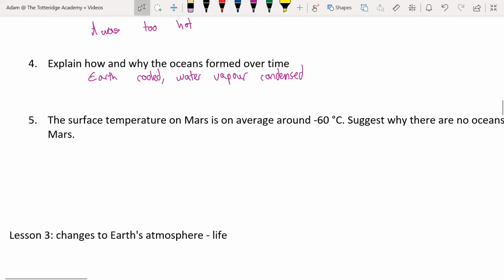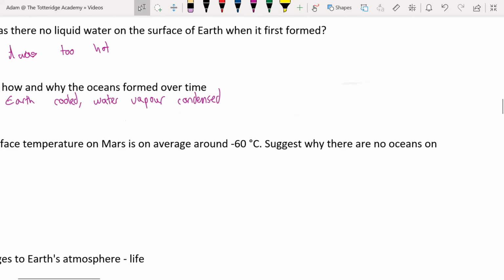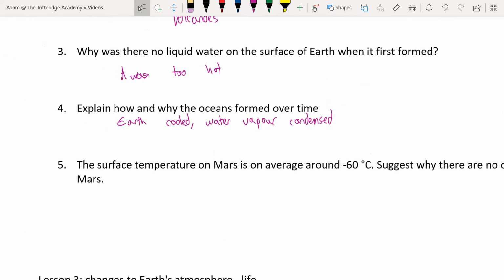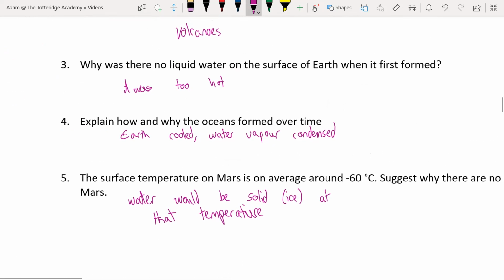The surface temperature on Mars is on average around -60 degrees. Suggest why there are no oceans on Mars. So -60 is, of course, below the freezing point of water. So water would be solid at that temperature. And now we know the effect, now we know how the amount of water vapor in the atmosphere has changed over time.